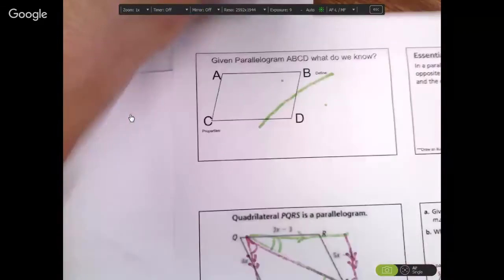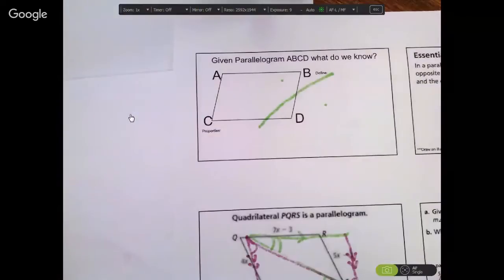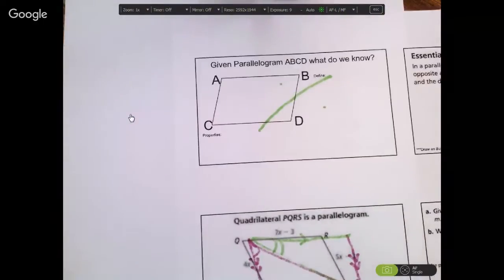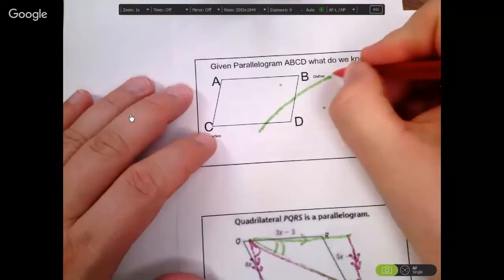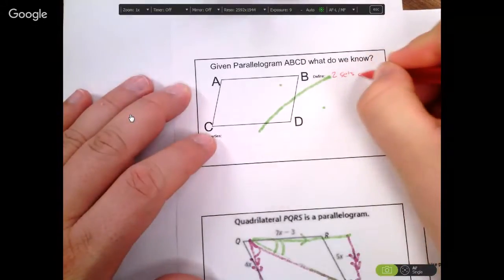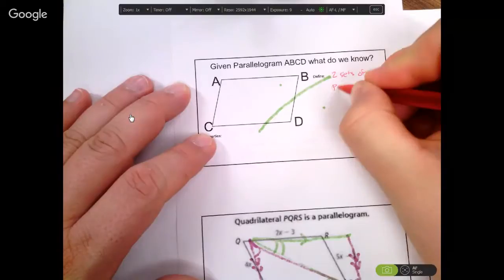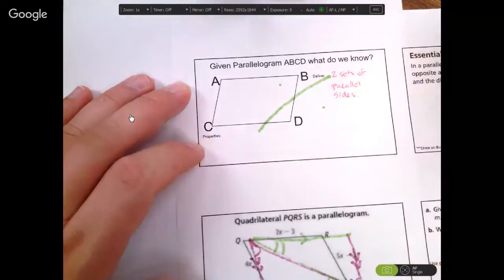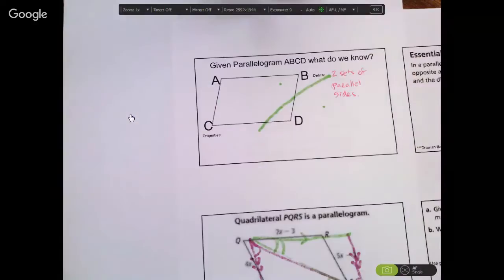We've been talking about parallelograms. What's the definition of a parallelogram? What makes it a parallelogram? Two sets of parallel sides. So that's the definition. In a proof, if you're trying to prove that it's a parallelogram, you'd say by definition, this is what's going on.